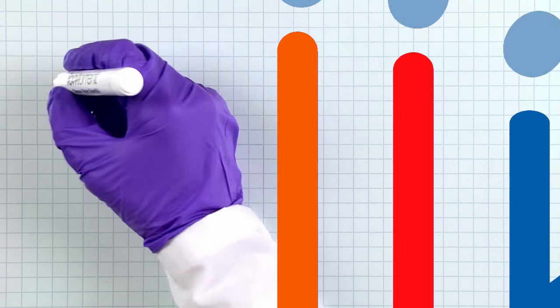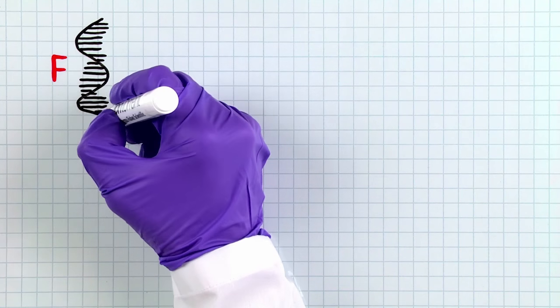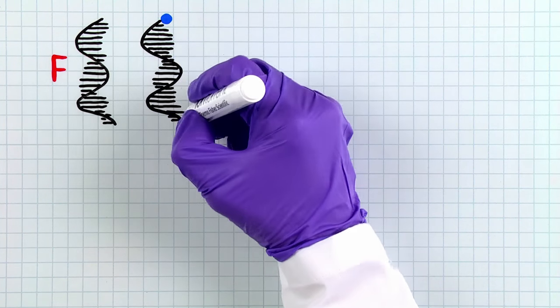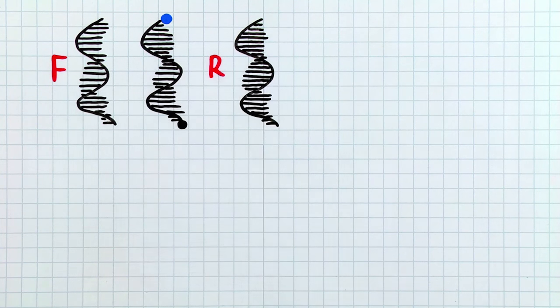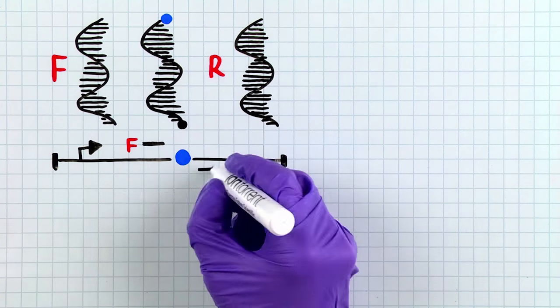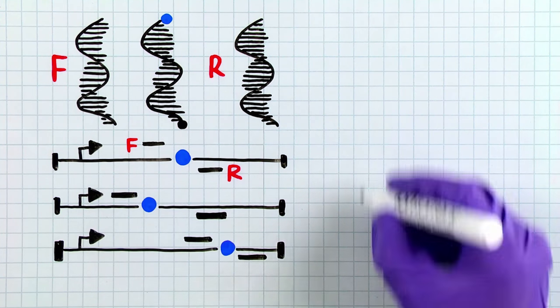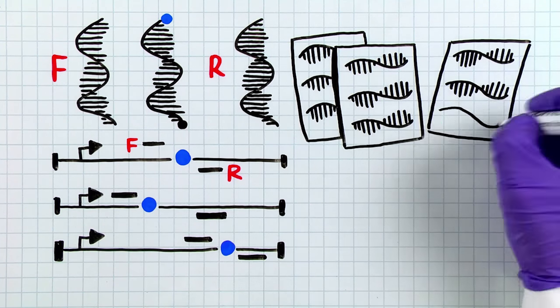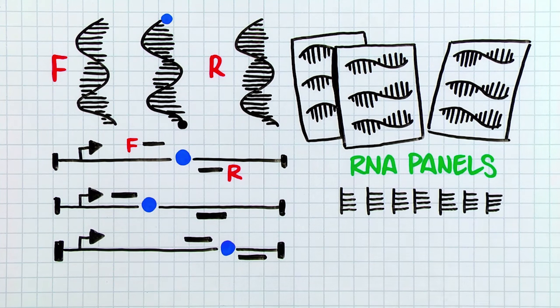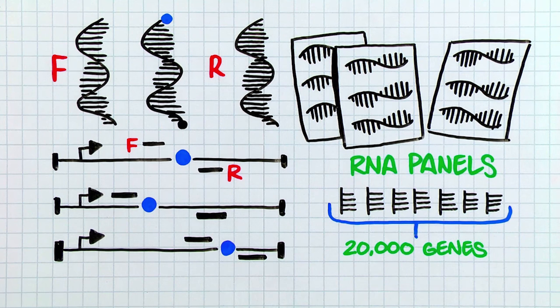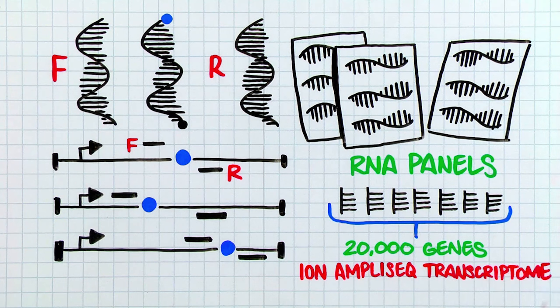Let's think a bit differently and talk about targeted RNA sequencing. Using this approach, you can target a known set of genes or non-coding RNAs and measure their expression levels, much like a qPCR or TaqMan approach. This method can allow you to target a small number of custom selected genes with custom Ion AmpliSeq RNA panels, or all the way up to over 20,000 genes in a single reaction using Ion AmpliSeq Transcriptome, for instance.